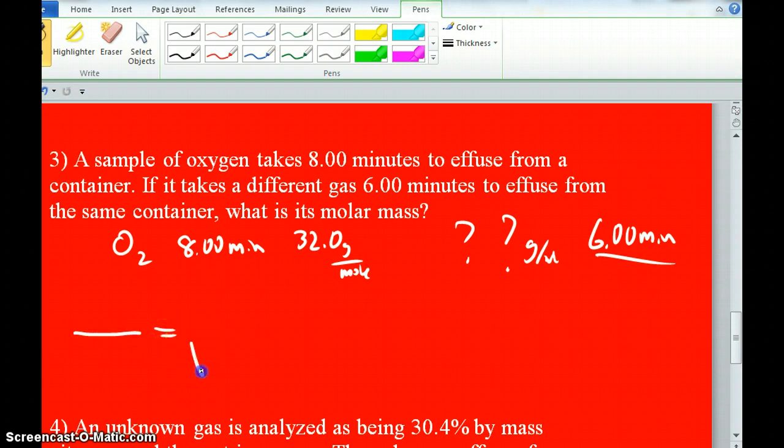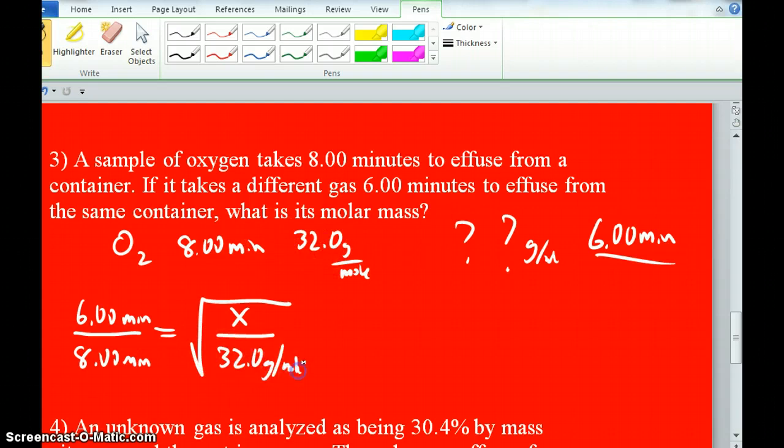So I set up a proportion and make it direct. What I don't know is this molar mass for the gas that takes 6 minutes to effuse. That's a direct relationship. I do know it takes 8 minutes for a gas that has 32 grams per mole as a molar mass to effuse. So to solve this equation, very simply, I divide 6 by 8 and get 0.75, and that has to equal the square root of x over 32.0 grams per mole.